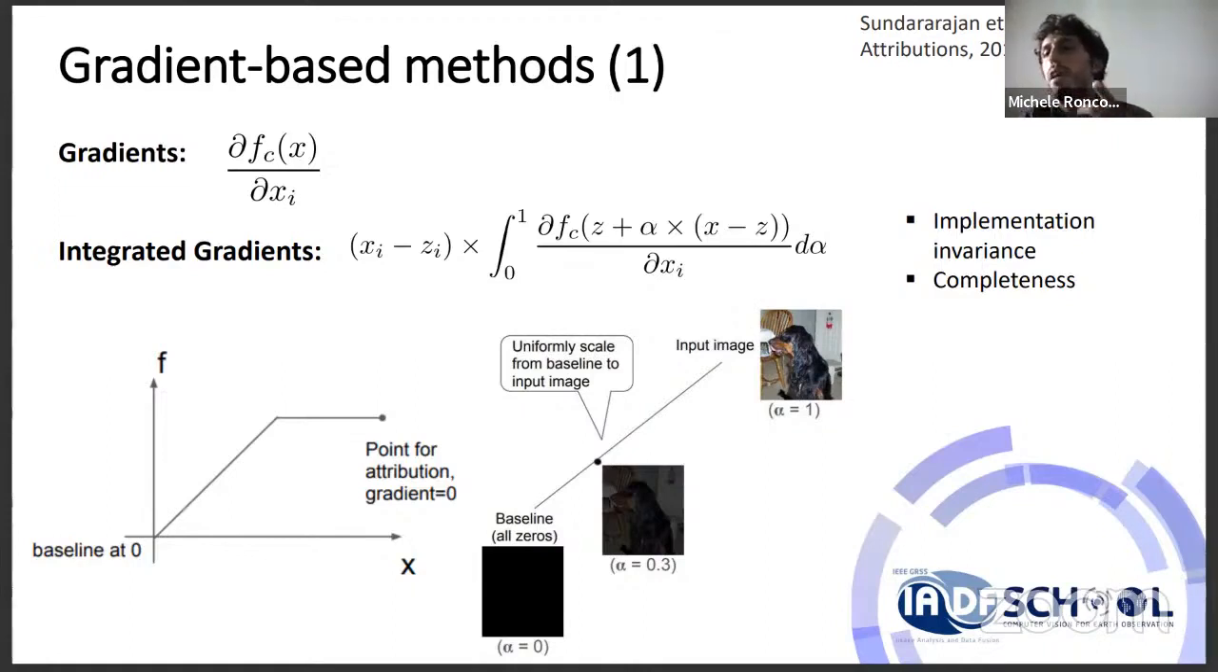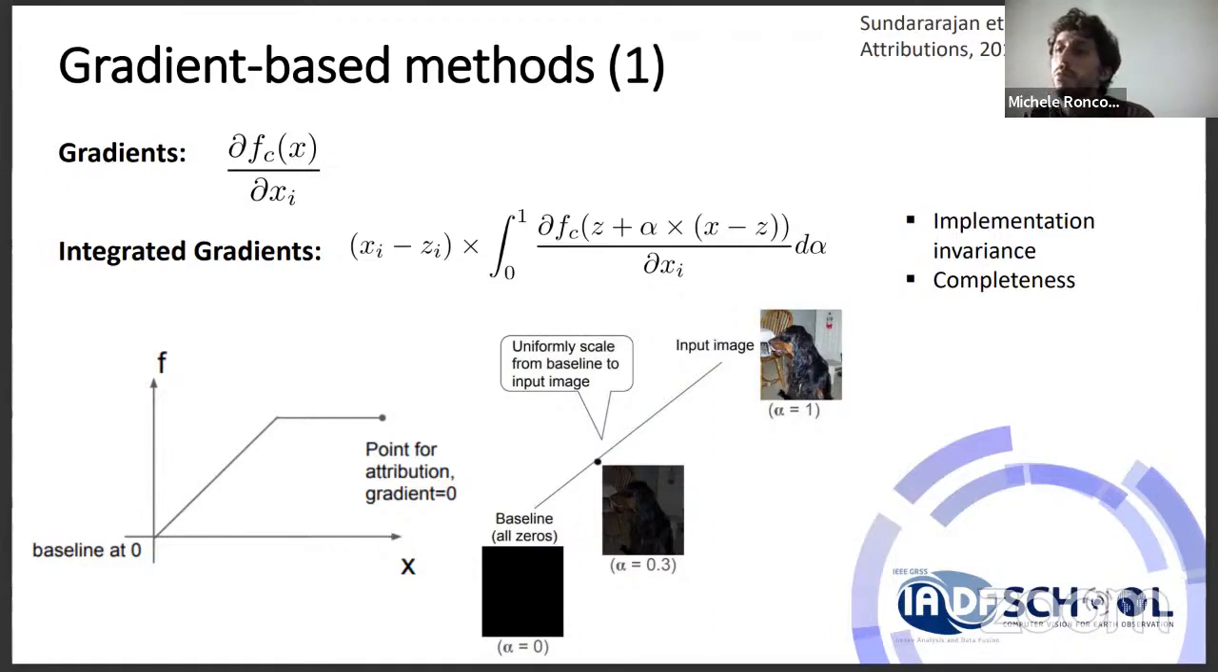And so z in the formula here is a baseline, which can be just zero. x is the specific input that we want to explain. And so we take the difference between the input and the baseline and multiply it by the integral of the derivative of the function, integrating over alpha, which is the parameter that basically parameterizes this line between the baseline and the input.